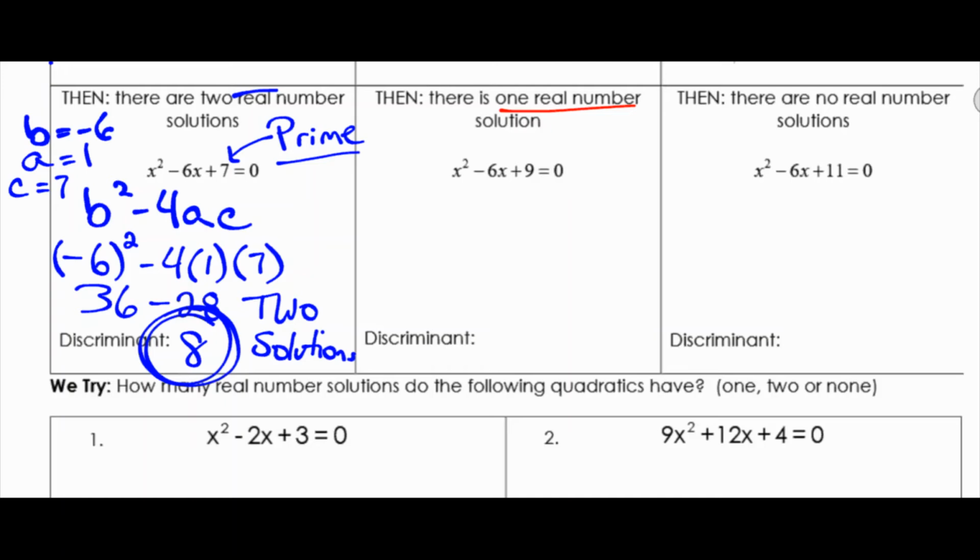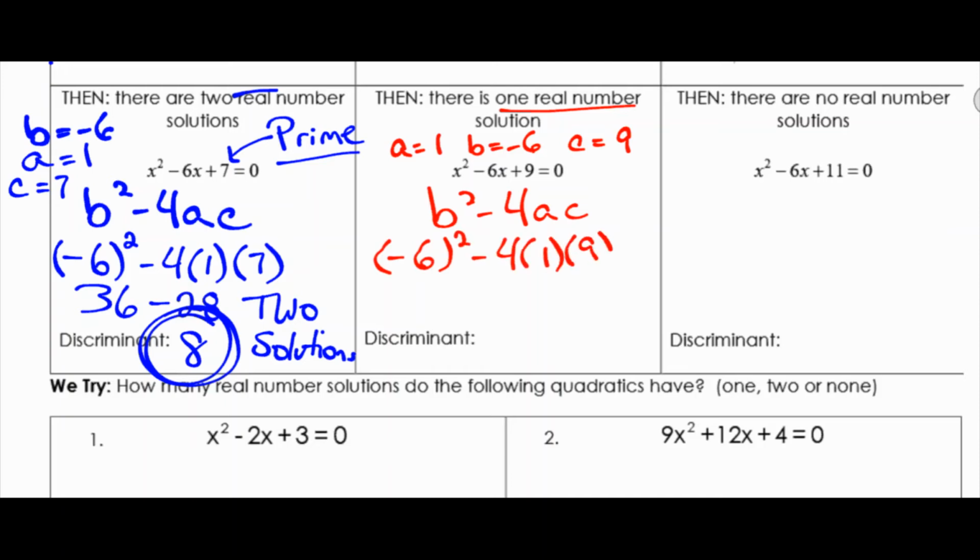So I'm going to do the exact same thing I just did. A equals 1, B is negative 6, C is 9. And I'm going to plug into b squared minus 4ac. So negative 6 squared again, minus 4 times 1 times 9. That's 36 minus 36. So my discriminant is 0, which means I have 1 solution.